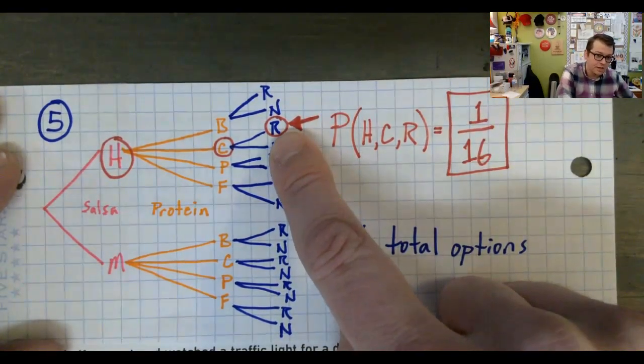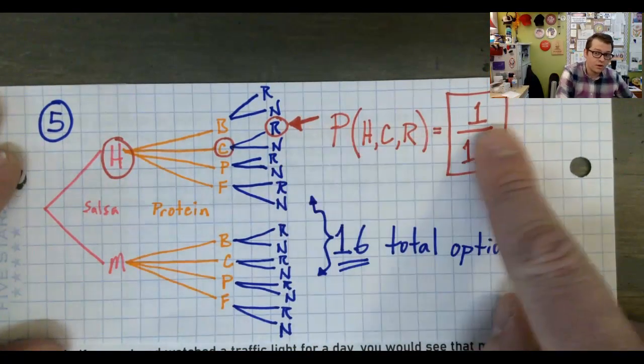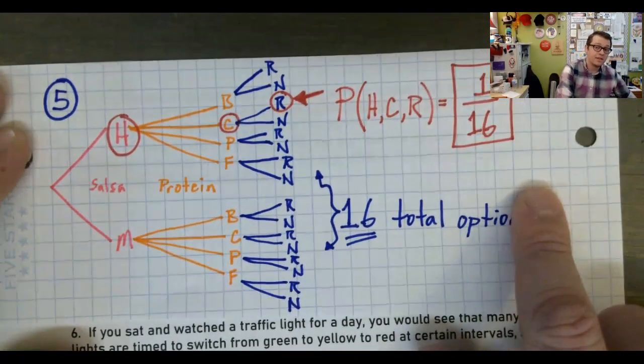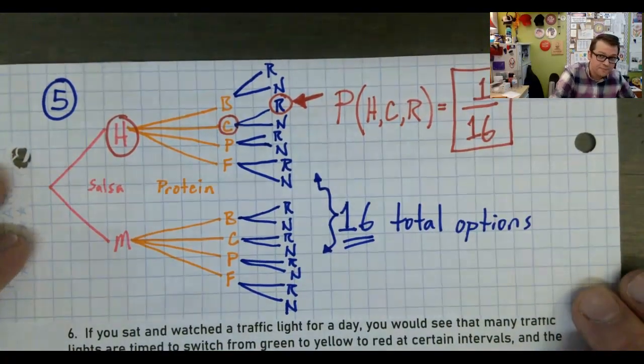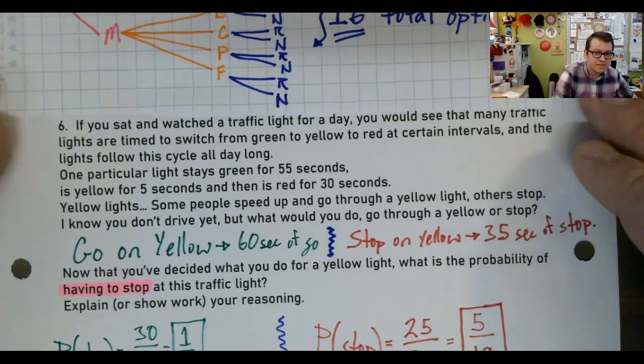This is only one burrito. Even though it was 3 choices, it is one burrito. It's 1 out of 16. You need an accurate tree diagram on your test, and you need the accurate probability. All right, moving on to number 6.